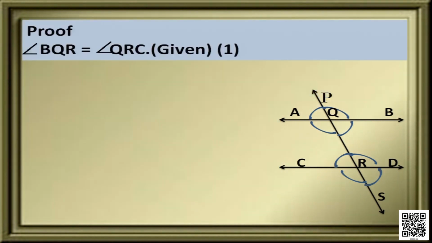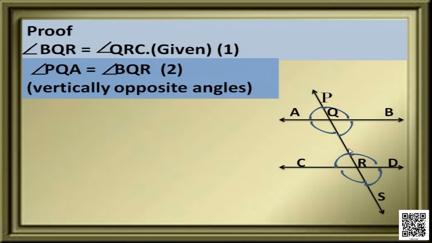Here, BQR. Angle BQR and angle QRC are given to be equal as alternate interior angles. Then PQA and BQR, these two angles are vertically opposite angles.